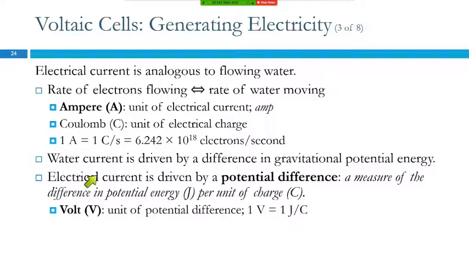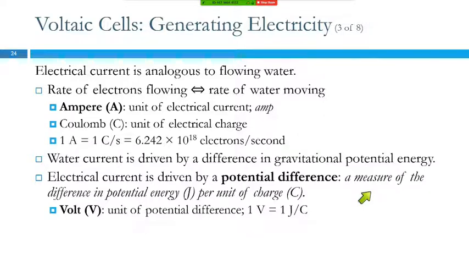Now, water current is driven by a difference in gravitational potential energy. Why does water flow down the river? Because the bottom of the river is lower in altitude than the top, right? In a lake, the water just sits there, right? It doesn't flow back and forth or anything because it's reached an equilibrium, it's all level, there's nowhere for it to go. But in a river, the water flows down, right? So electrical current is also driven by a potential difference, but it's not a gravitational potential.